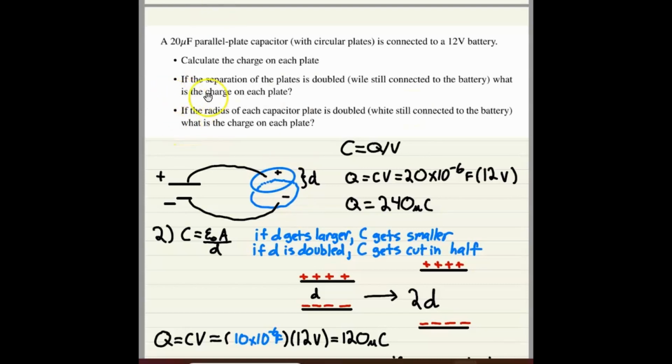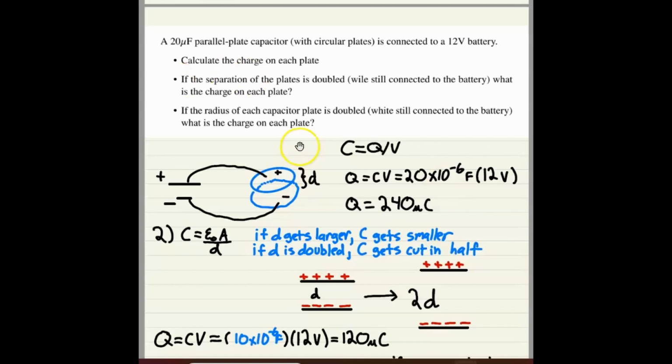Part 2 says, if the separation of the plates is doubled, what is the charge on each plate? So here's 2. This is a cross-sectional view looking from the side. So this is the distance between the plates, and now the distance is doubled. It's still connected to the battery. What is now the charge going to be? Recall that the capacitance for a parallel plate capacitor is epsilon naught A over D. A is the area of the plate and D is the distance between the two plates. As you can see, if D gets larger, the capacitance gets smaller. If you divide by a bigger number, the capacitance gets smaller. In this specific case, if D is doubled, the capacitance gets cut in half.